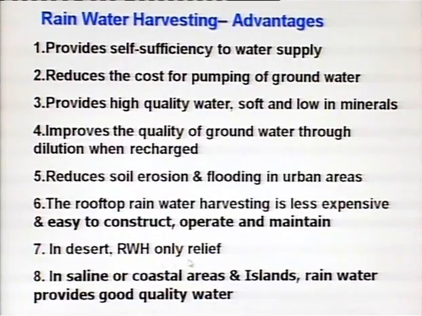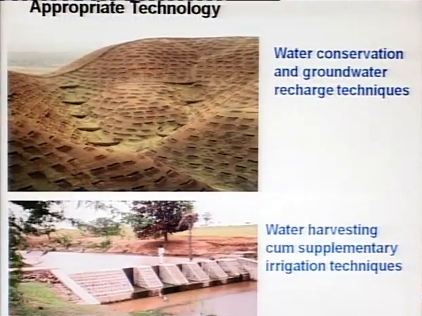In deserts, rainwater is the only relief. So in case of desert areas, collected rainwater is very beneficial for the public. In saline or coastal areas, where fluoride contents are high, you can use the rainwater that provides good quality water. So there are so many appropriate technologies on the surface of the ground, for water conservation and groundwater recharging techniques. This means rainwater recharges the water level in this area.